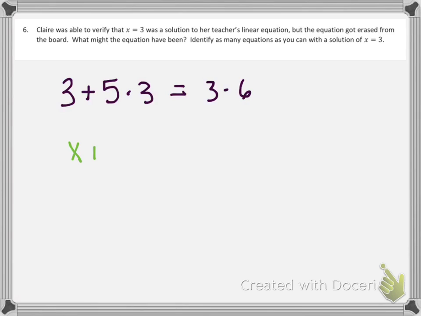So then anytime I saw a 3, I can just replace that with an x. So x plus 5x would be equal to x times 6. So I would write that 6x. Okay, and then we've got it. Every time we saw an x, we would just substitute a 3. We know that we're going to get 18 on the left side, and when we substitute 3 over here, we would also get 18. That's just one of an infinite number of possibilities. They just have to equal each other, the two sides, and you have an equation that x equals 3 will work for.